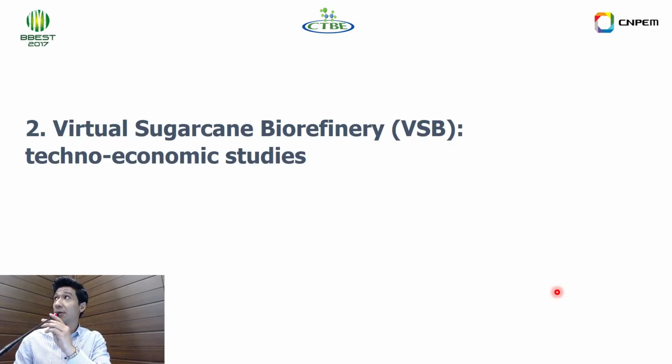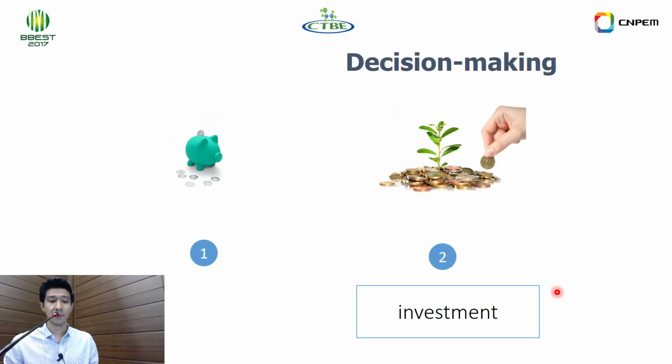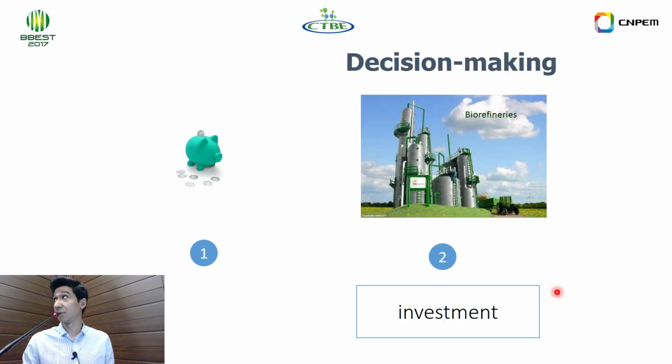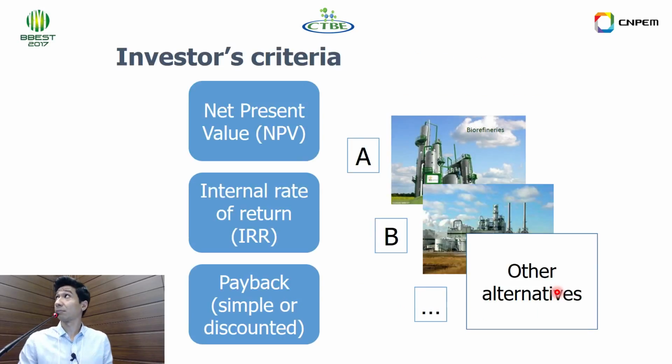Going straight to the second part of this presentation, some examples of techno-economic studies. When we talk about techno-economics, we have to keep in mind that for the investor, the decision making can be divided into options. First one is to save his or her money in a safe investment or a bank account, or maybe invest in a project. Let's say that he likes the biorefinery and the biofuel industry. So he'll try to assess quantitatively if this is worth it or not.